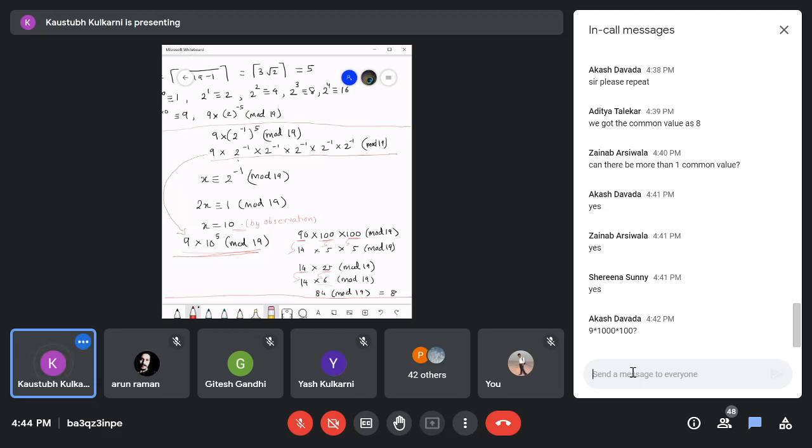And then finally, I have multiplied 14 into 6, that is 84. Now 19 fours are 76. We want to find the remainder for 84. The remainder is therefore 8. This is our answer.